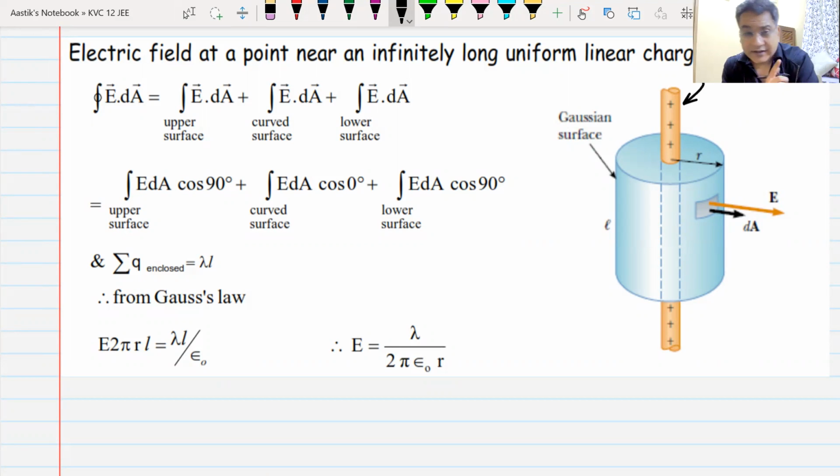Yes, sir. And again, this will remind you of that thing that we had done, line charge, cylindrical. Does it remind you of anything? Line charge, cylindrical. Anything?